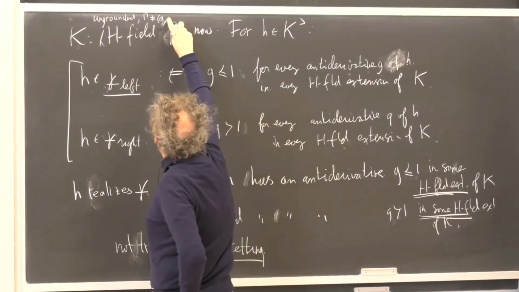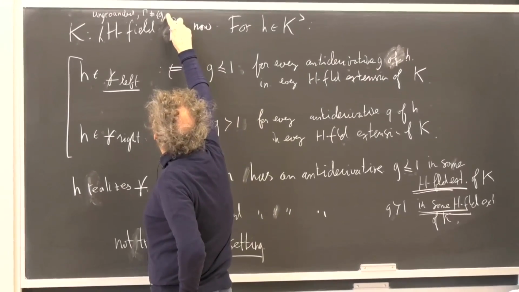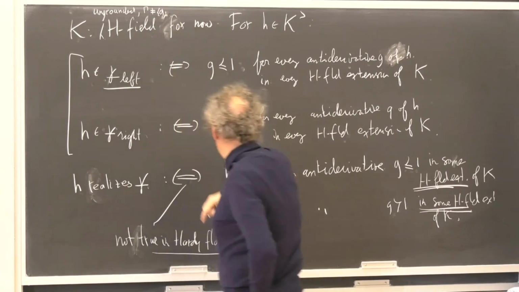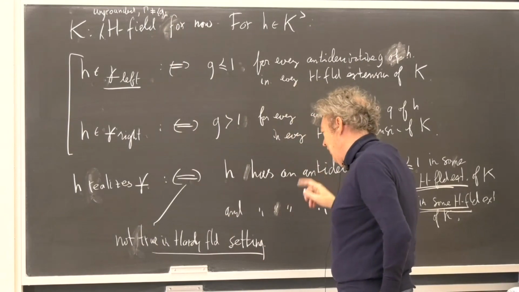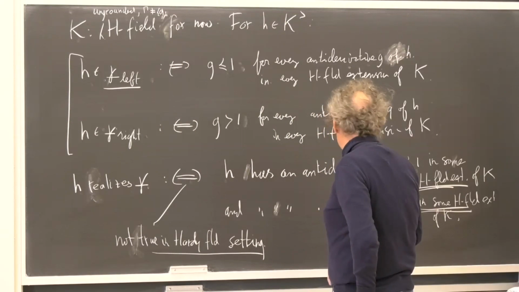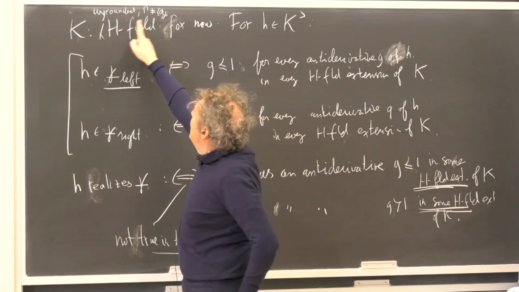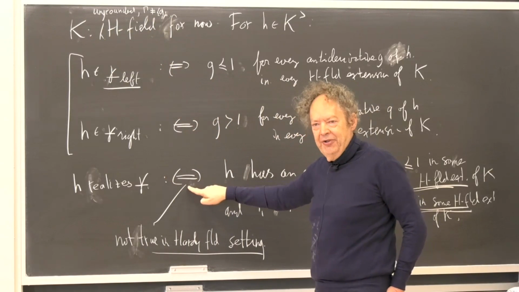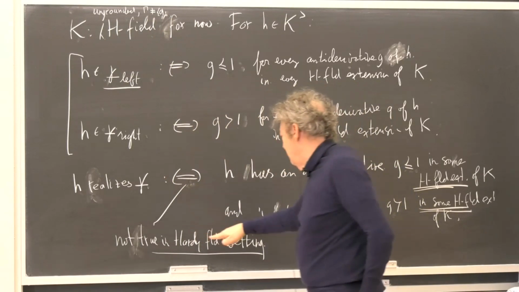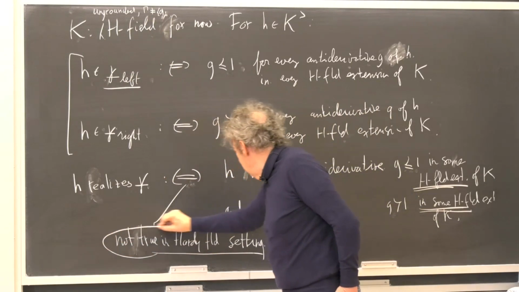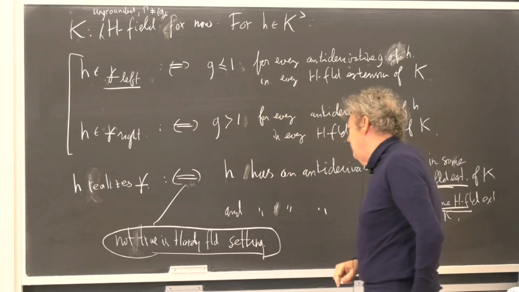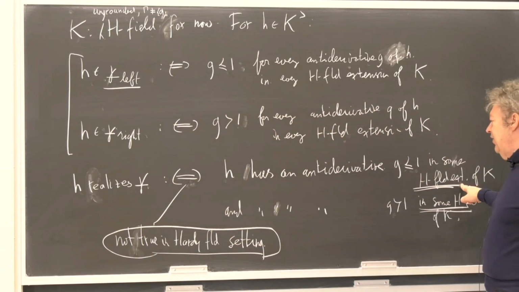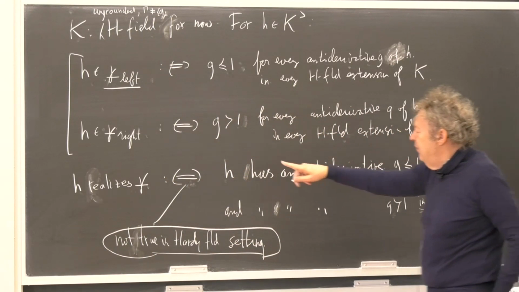So let me. You're right, there is something. Okay, some extra condition on K is needed to make the third clause true. But the point that I want to make is simply that for Hardy fields, and you restrict here to Hardy field extensions, the equivalence will fail.